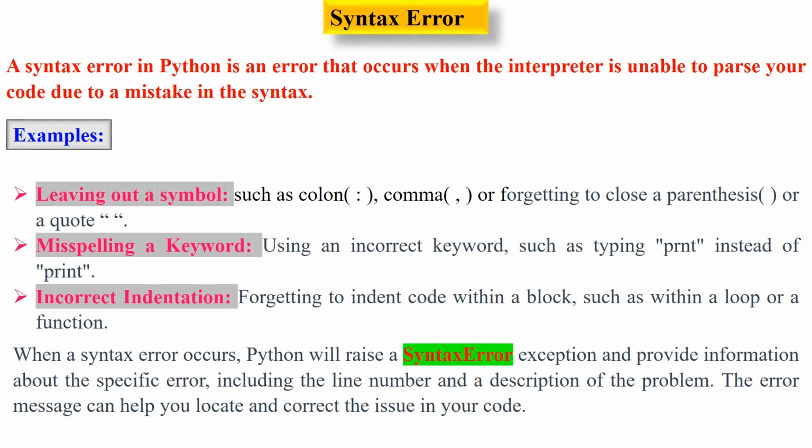Next is incorrect indentation. Forgetting to indent code within a block, such as within a loop or a function. When a syntax error occurs, Python will raise a syntax error exception and provide information about the specific error, including the line number and a description of the problem. The error message can help you locate and correct the issue in your code.